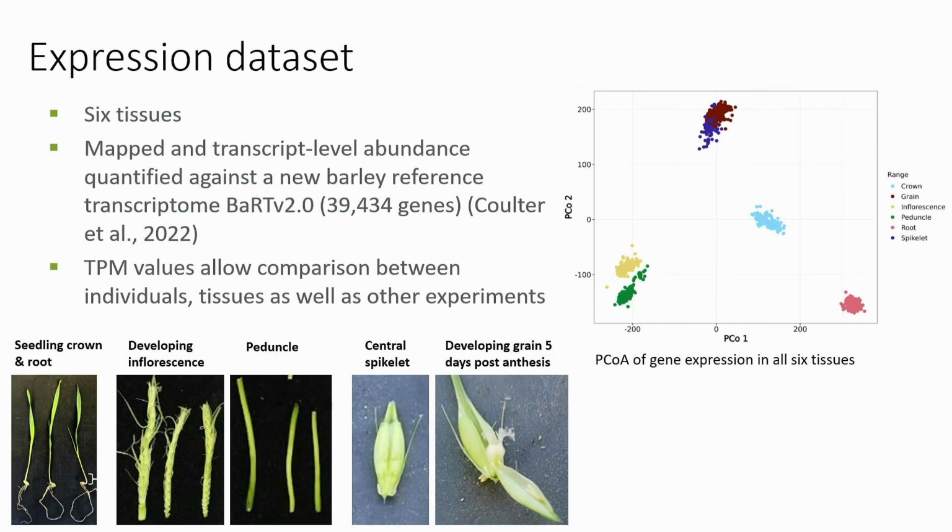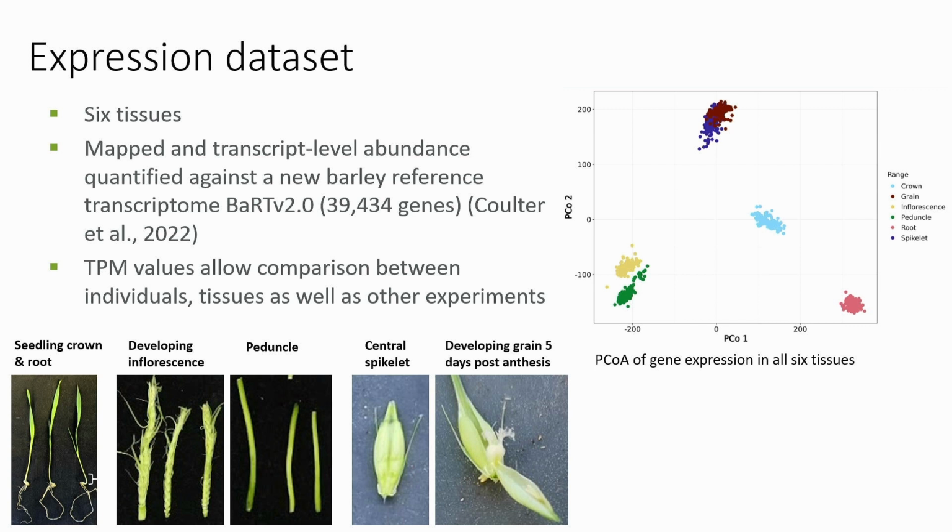We generated an expression data set coming from 6 different tissues, which you can see at the bottom. We sampled crown and root tissues from 1-week-old seedlings, developing inflorescences and peduncle tissues, central spikelets right before flowering, and developing grains 5 days after anthesis.